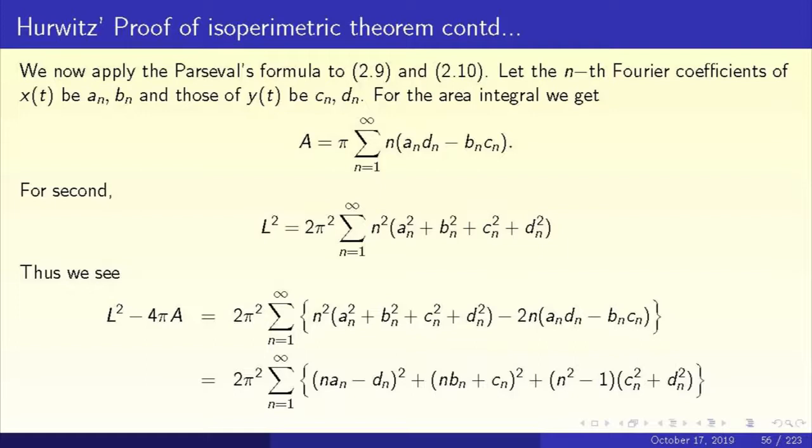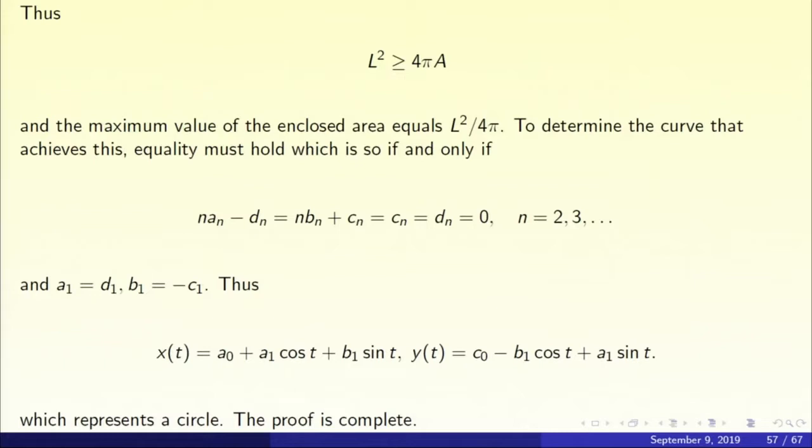Complete the squares. When you complete the squares in the most obvious way, you get (n an minus dn) the whole squared, (n bn plus cn) the whole squared, plus the last term, which is interesting, (n squared minus 1) into (cn squared plus dn squared). Now, all the terms in this expression are non-negative because n is running from 1 to infinity, remember. So, all the expressions are non-negative. So, L squared will be bigger than or equal to 4 pi A. So, L squared is always bigger than or equal to 4 pi A, and the maximum value of the area is L squared by 4 pi. So, A is less than or equal to L squared by 4 pi. So, the maximum value that A can ever attain is L squared by 4 pi.